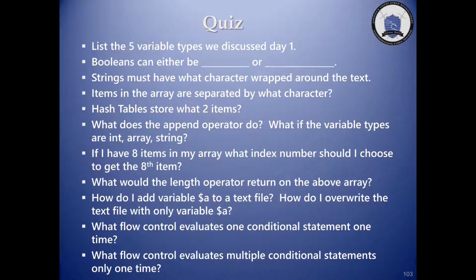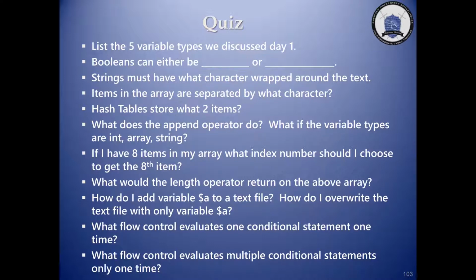Again, before we go into loops, I want to go ahead and go over the quiz just real quick. So again, as I'm going over the questions, go ahead and pause after I read the question, make sure you know the answer, and then I'll go ahead and give you the answer. So question 1, list the 5 variable types we discussed day 1. So that would be boolean, number, array, string, hash table.